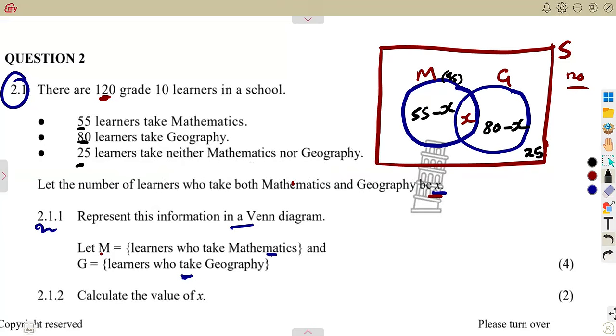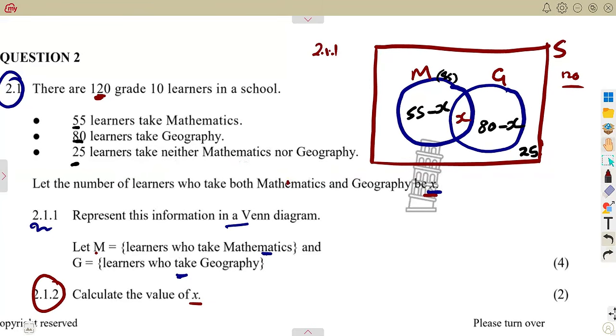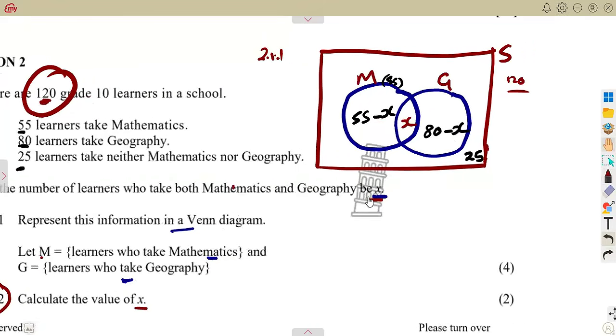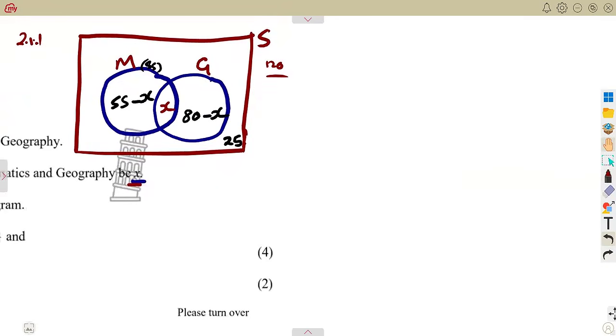That's just like that. You're done. That is to present the Venn diagram. And 2.12 was now to calculate the value of X, which represents those who are taking both. We can simply form an equation, because we are told that all these learners in grade 10 are 120. So if they are 120, we can form an equation. From everything that we are seeing here, it must add up to 120.